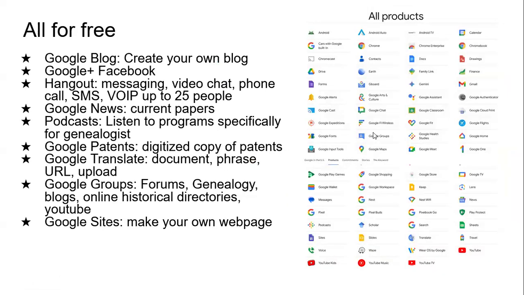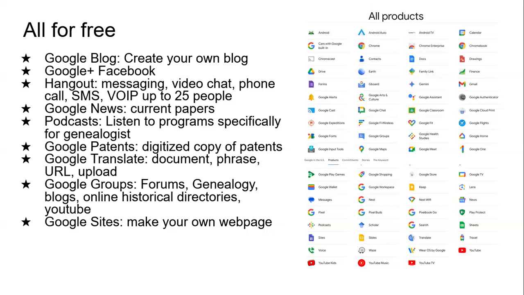So here is a basic list of some of the things that are for free. There are more. There are some that you have to pay for higher features, all that kind of stuff. But for the most part, a lot of these products are free and super easy to use. There's blogs where you can make your own blog to share your family history, Google Plus. There's Hangout, which is messaging, video chat, phones. So if you want to contact people, maybe somebody in a different country or a different state that you're researching with, this is a good way to do that.